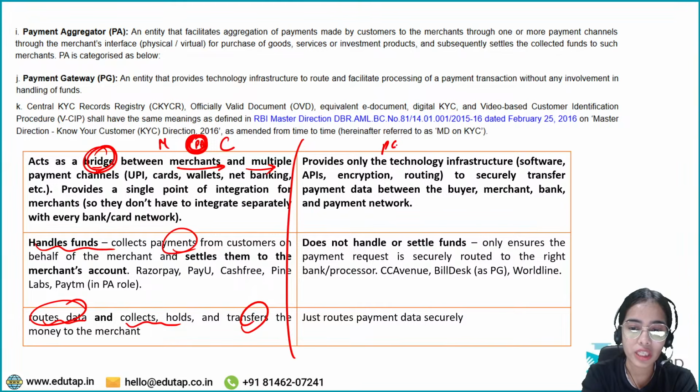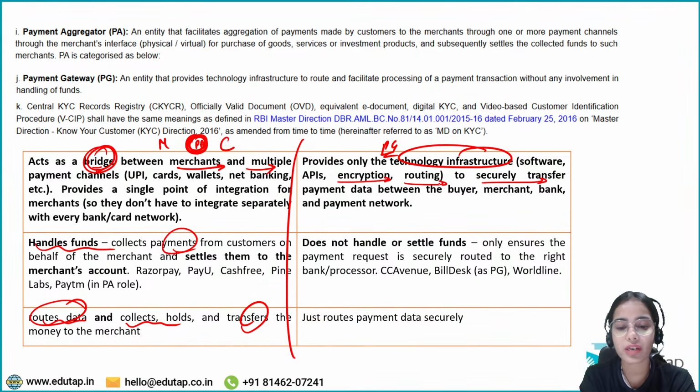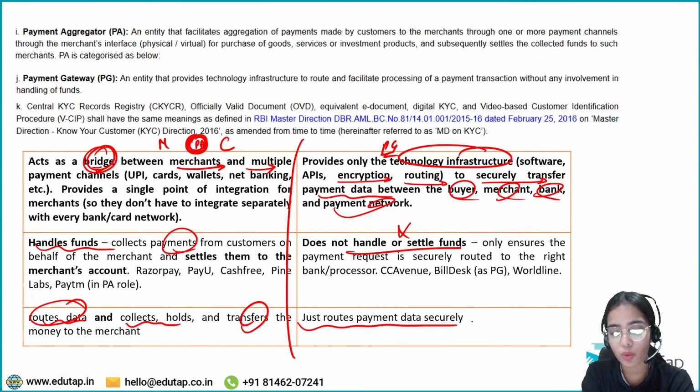Now the payment gateway only provides the technology infrastructure, that is software, APIs, encryption and routing, to securely transfer the payment data between the buyer, merchant, bank and payment network. They do not handle or settle the funds. They cannot handle or settle the funds. They can only transfer the information from bank to customer, from customer to merchant and such. They just route the payment data securely.